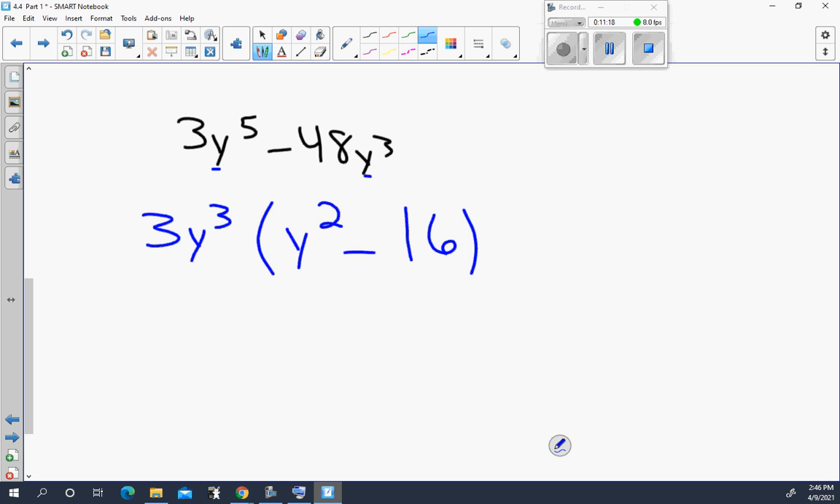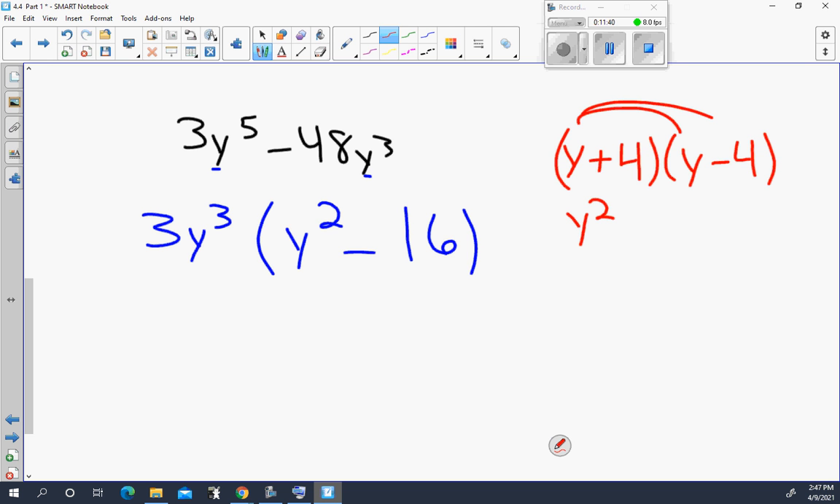Okay. Y squared minus 16. Now, with y squared minus 16, we can actually factor that further. We can say that's y plus 4 times y minus 4. Why? Watch me factor this out. We get y squared minus 4y plus 4y minus 16. Look what cancels out. And we're left with y squared minus 16.